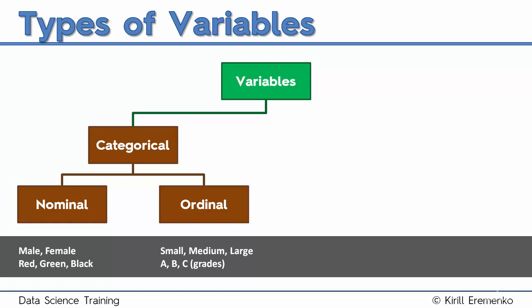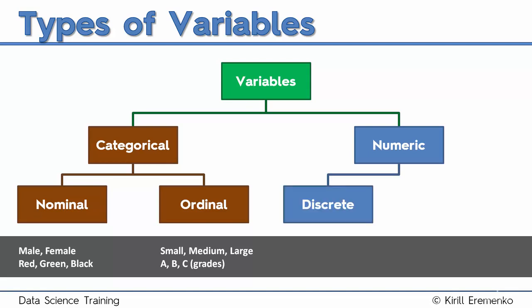Now, if we move on to the other type of variables, we will go to numeric. Numeric variables are basically numbers, and there are two types of numeric variables. Overall, numeric variables answer the question how much or how many. For instance, there are discrete numeric variables. Discrete numeric variables are basically whole numbers. So how many units of something or how much of something occurred, but it can't be a fraction of a number.